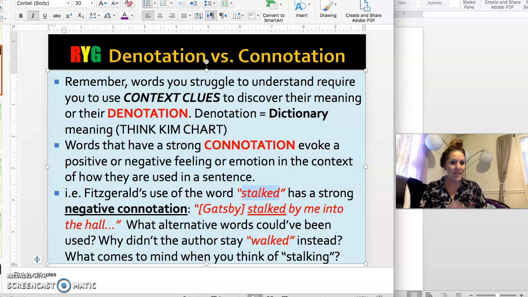So as you can hear from the denotation, and you know this word, you know what a stalker means, most of you, you're like, wow, that's a really negative word. Now, this didn't have to do with anything criminal in the book. The author used this word to simply describe Gatsby walking into the room. But instead of saying Gatsby walked into the room, and that's literally what he did, he describes him as stalking into the room.